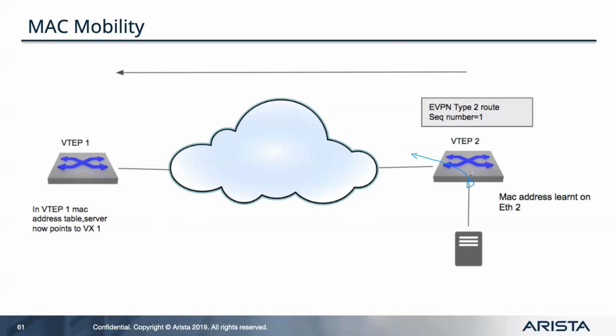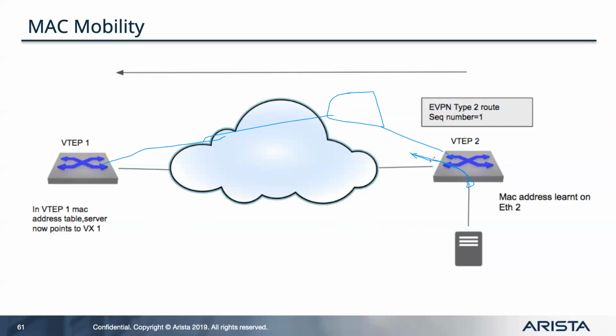Basically, it's an EVPN neighborship. So VTAP 2 has EVPN neighborship to the spine, and the spine has it with all other VTAPs. So that way it will reach all the VTAPs.